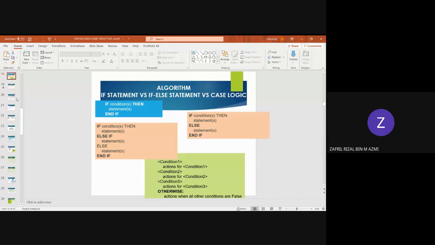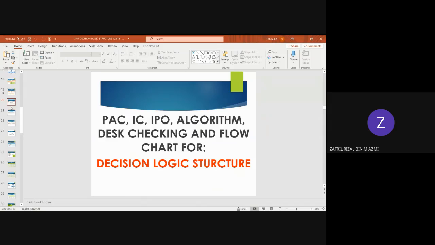Alright, before we start with the lab discussion, let us proceed with finishing the one that we left yesterday. There are a few more slides. Okay, this one. So we already looked at how to develop algorithm and flowchart for a problem that consists of the designer designing their algorithm and flowchart using decision logic structure.